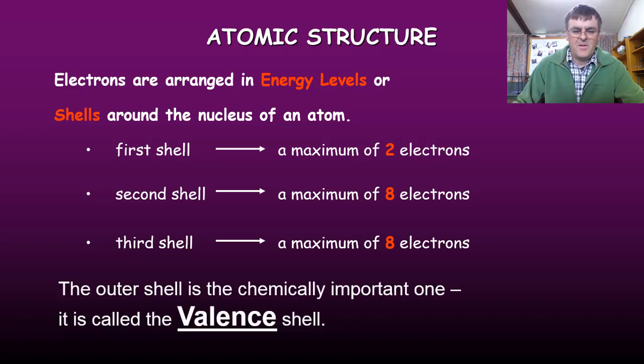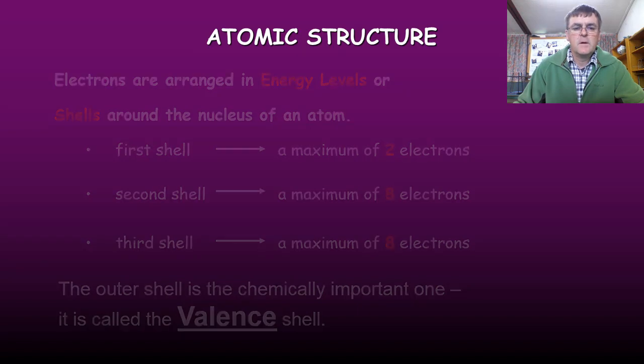So that's the outside shell, the really important one for chemistry, and it's called the valence shell. How many electrons are in the outside shell determines how this element behaves chemically. The valence, or the outside shell, is the important one.